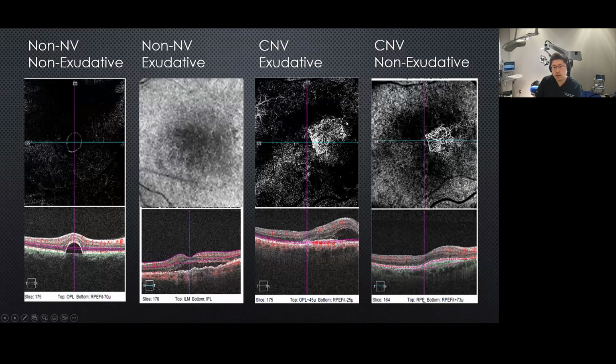Then you have your choroidal neovascular membrane with exudate, and this is your wet AMD. And of course, there's the presence of a neovascular membrane without any leakage, and so this also warrants further investigation on what we should do.